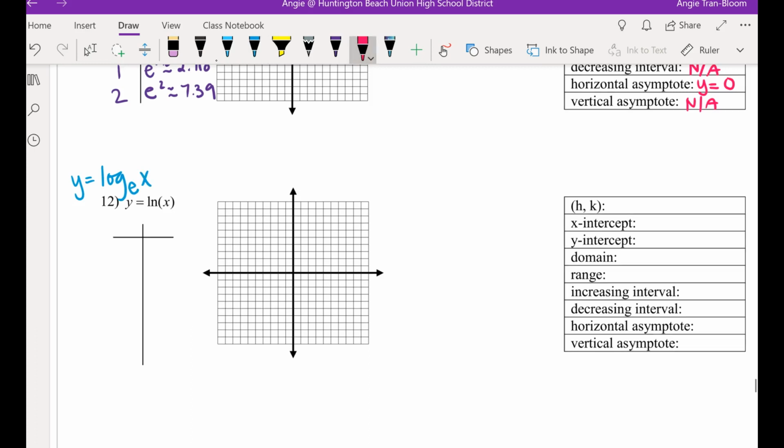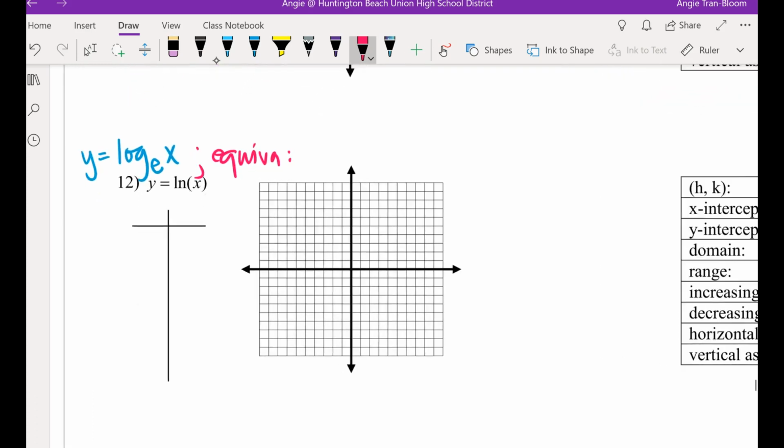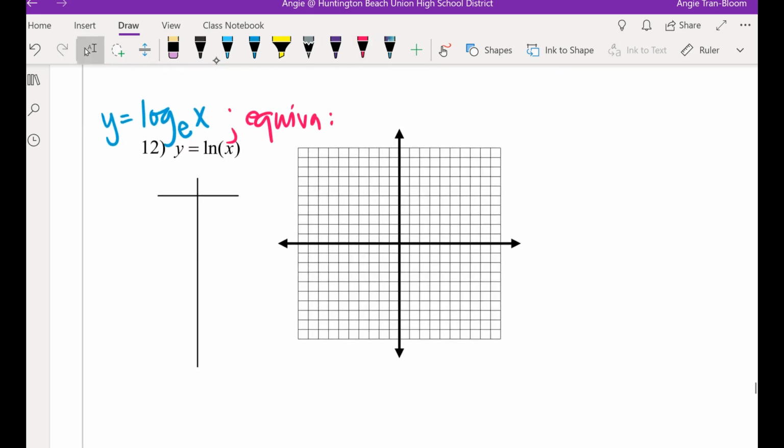Remember, when we graph log, we write an equivalency equation. What's an equivalency equation of that? So y equals natural log of x, which is y equals log base e of x. What's the equivalent equation of natural log of x? What do we use when we graph log? Exponential. What would that look like? That's right. So for this one, do we pick y or do we pick x? We pick y.